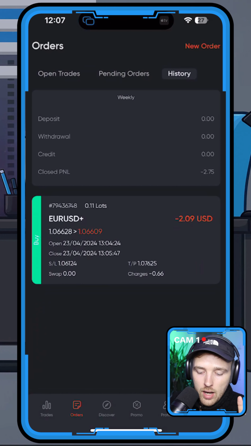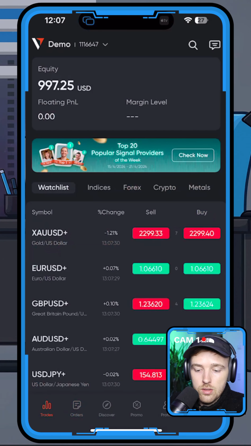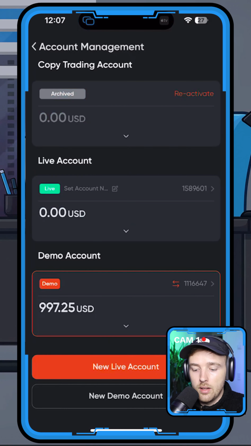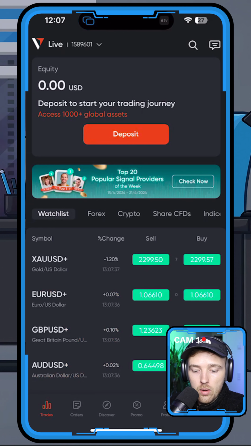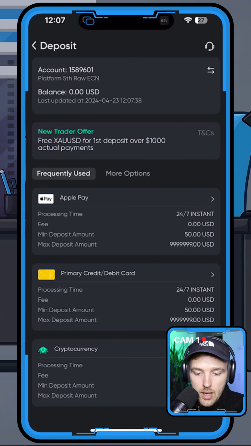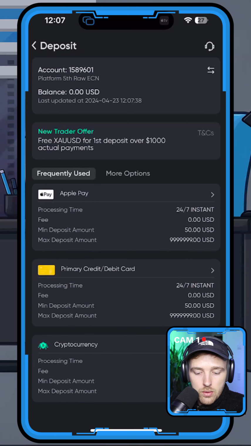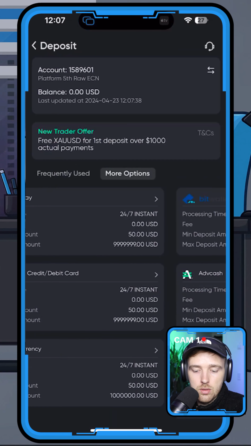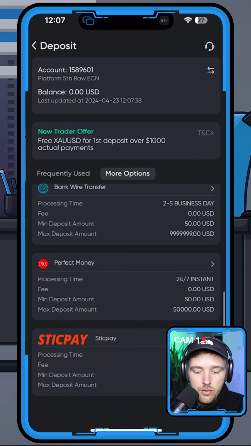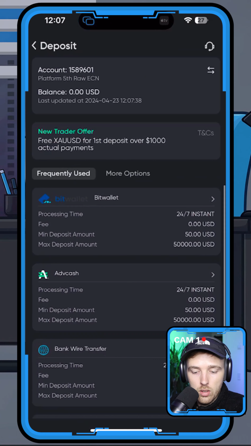Actually, before I forget, let me just show you how easy it is to make a deposit. So let's just go ahead and do that. Now, as you can see, we connected with the live account, and we can now do a deposit. There are a few different ways of doing that. You can do cryptocurrencies, Apple Pay, or credit card. These are the frequently used ones. You can also go with more options, and then you can probably find the way that suits your needs.